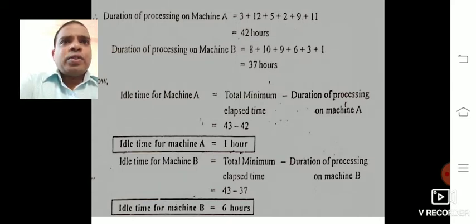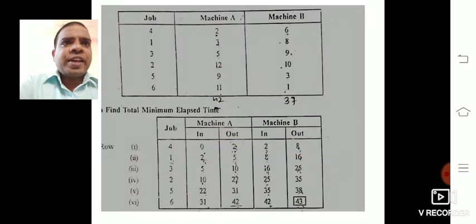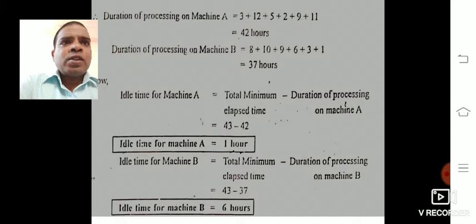For that, first we need to find out the duration of processing on machine A. We can add all the durations on machine A, that is 3 plus 12 plus 5 plus 2 plus 9 plus 11, that will give 42 hours. Similarly, for the duration of processing on machine B, we add all the durations given in the machine B column: 8 plus 10 plus 9 plus 6 plus 3 plus 1, that will give 37 hours.